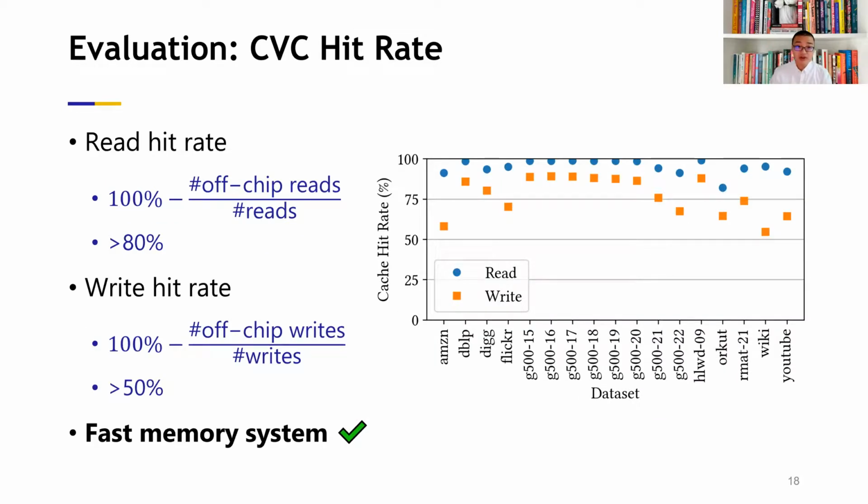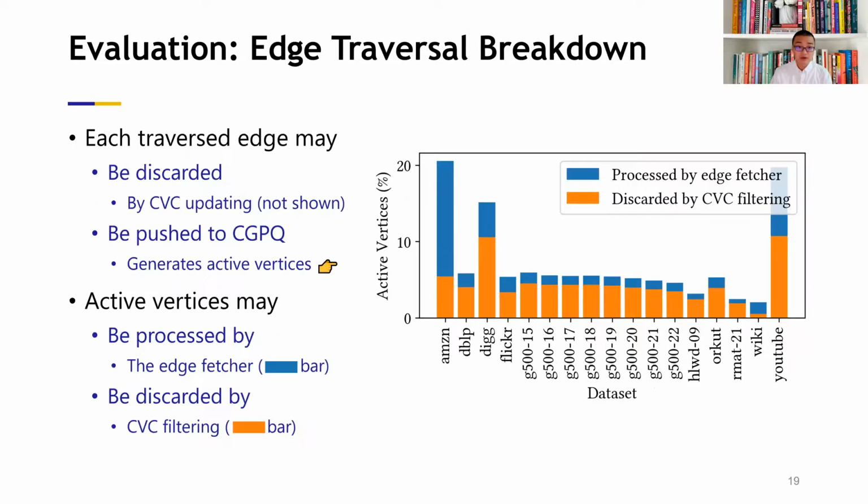Next, we will evaluate the CVC. We can see that the overall hit rate of the CVC is high. The write hit rate is lower than read because most memory accesses are read-only. We think we have achieved the goal to create a fast memory system.